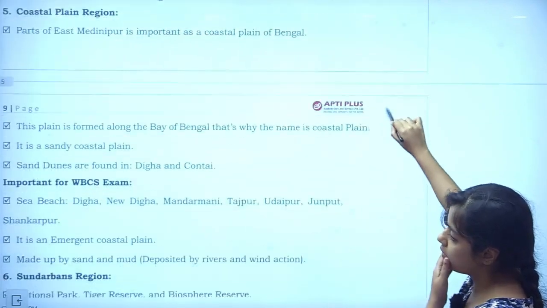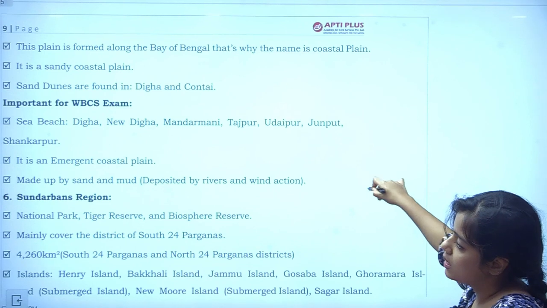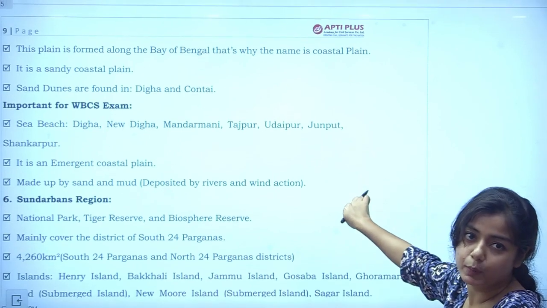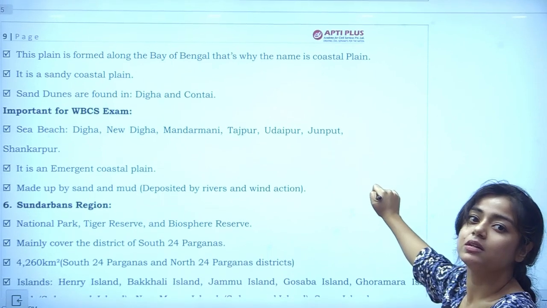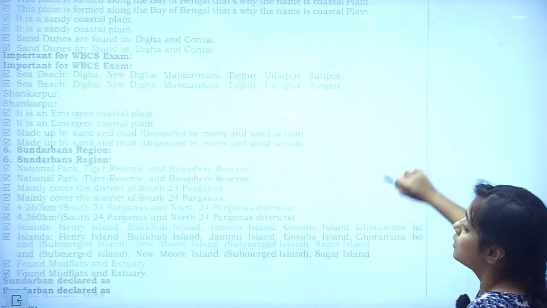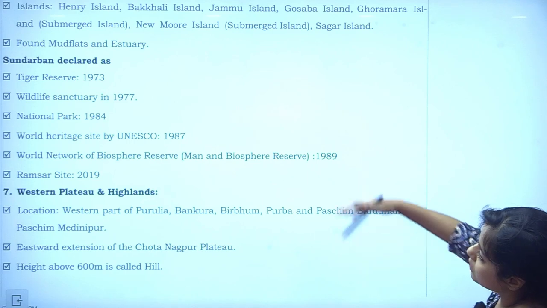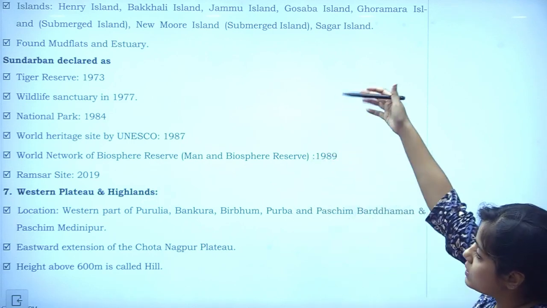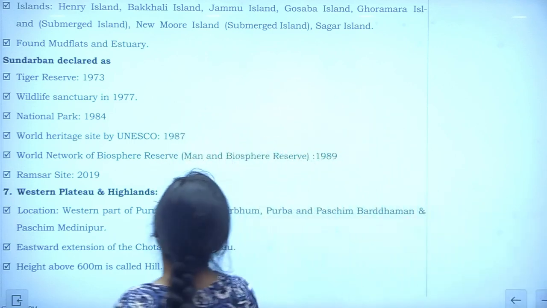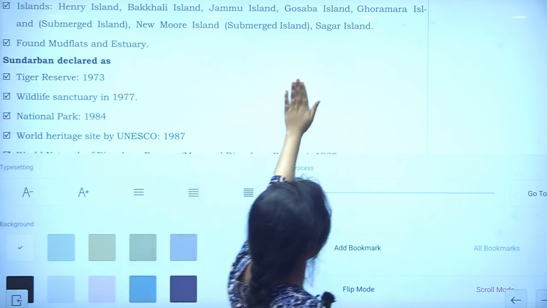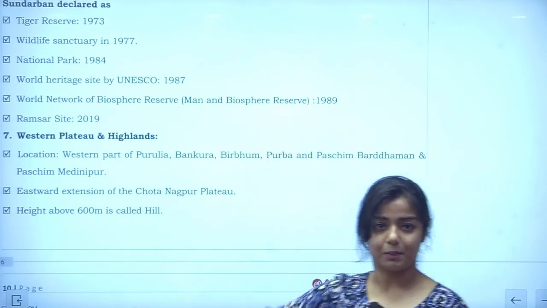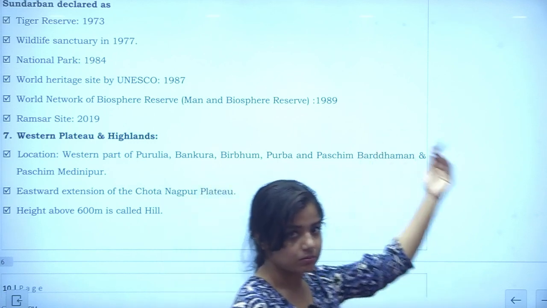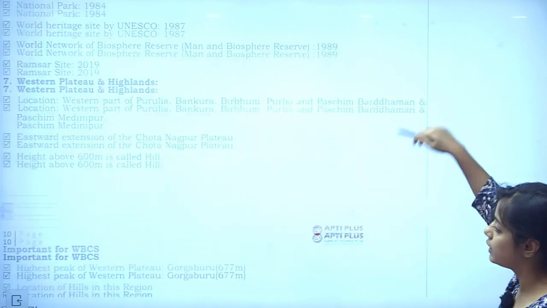You see, coastal plain regions are important for WBCS. We have segregated the points which might be important for you in the case of WBCS. So please do study. You see the dates, national park, when it was declared a national park, World Heritage Site. The things that I just told you in the last minute are summed up here. So please go through the PDF for a clearer idea.